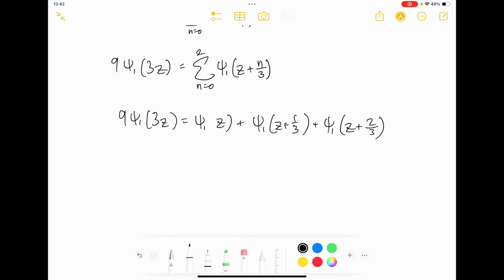But now, we want to set z equals a 12th. Why? Because we want a 12th and 5/12ths. And this is going to get us a 12th, this is going to get us 5/12ths. If we set z equals a 12th, we are going to get 9.